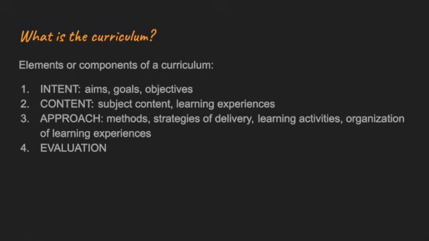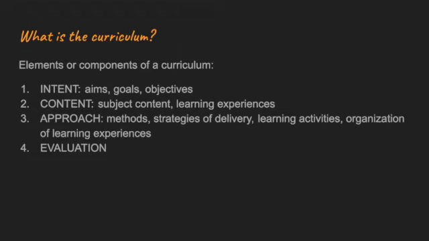At this point, we will now be discussing the elements or components of a curriculum. There are basically four elements of a curriculum. These were first identified by Tyler in 1949, wherein he first asked the question, what educational goals does the school intend to achieve? In short, what is the intent of the institution?